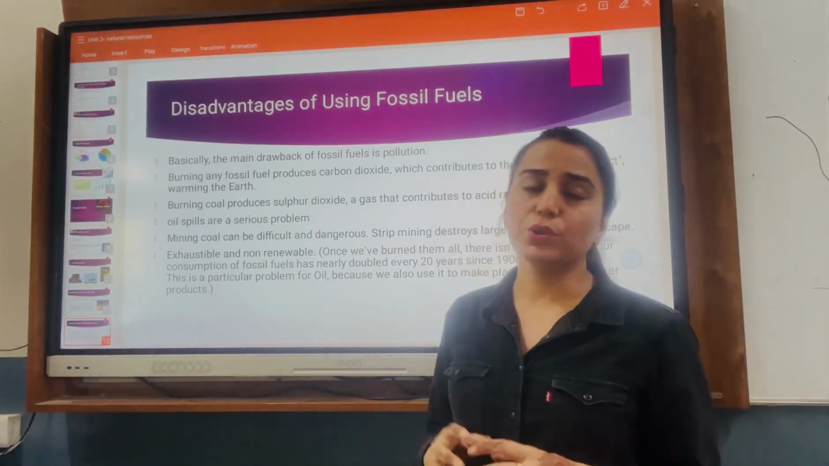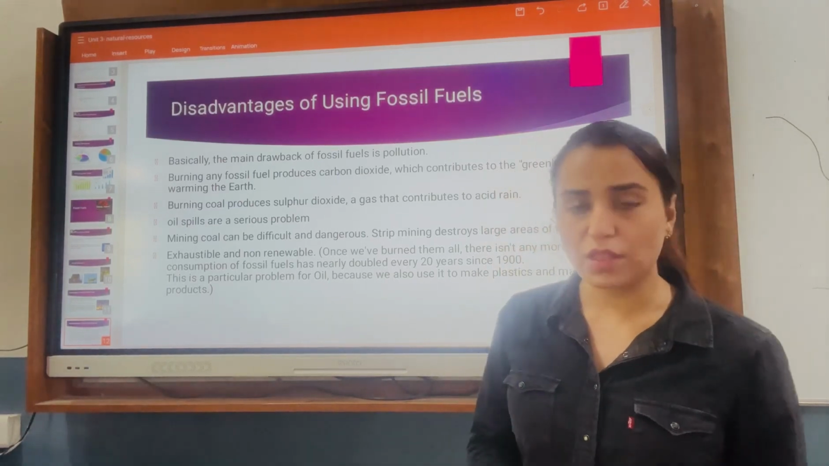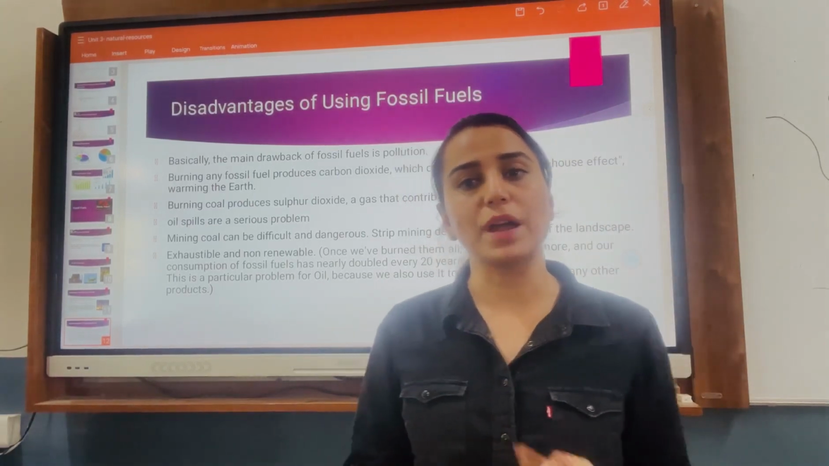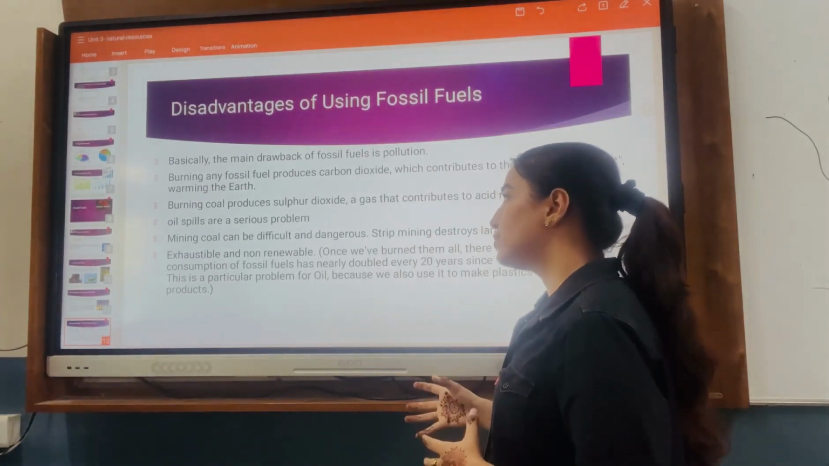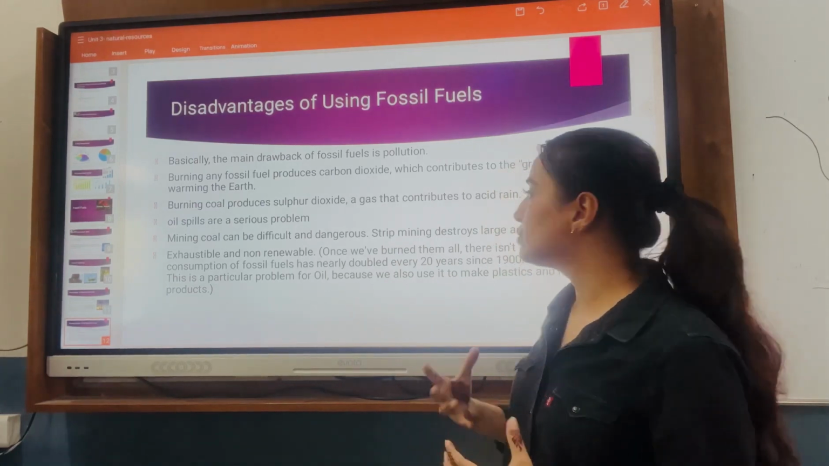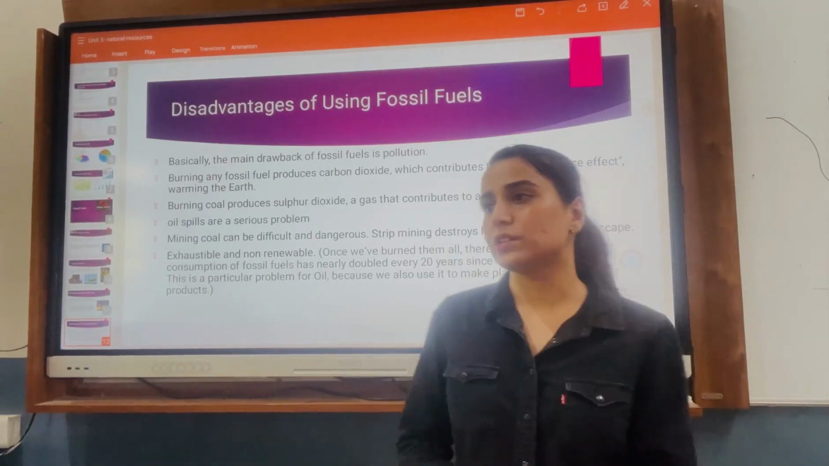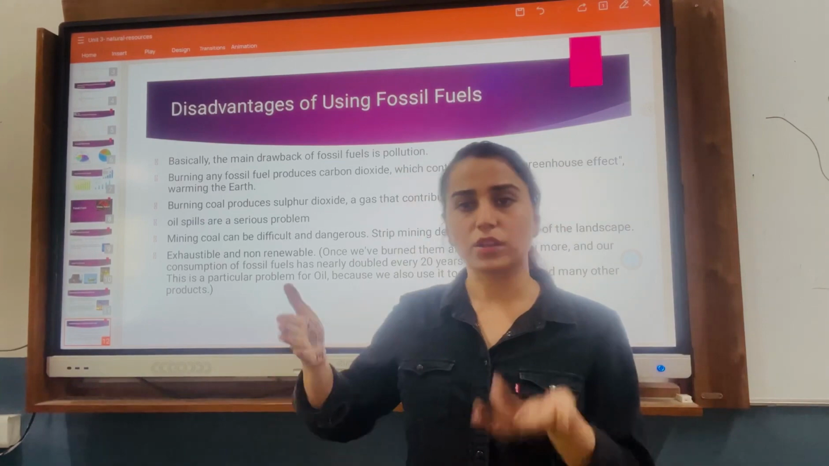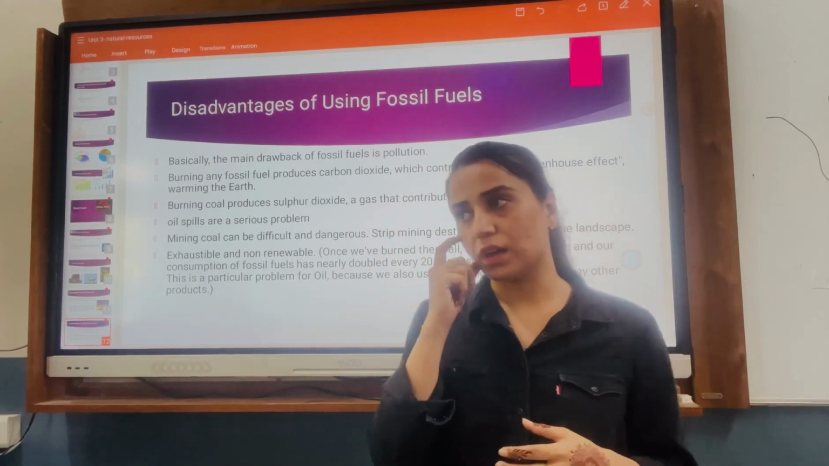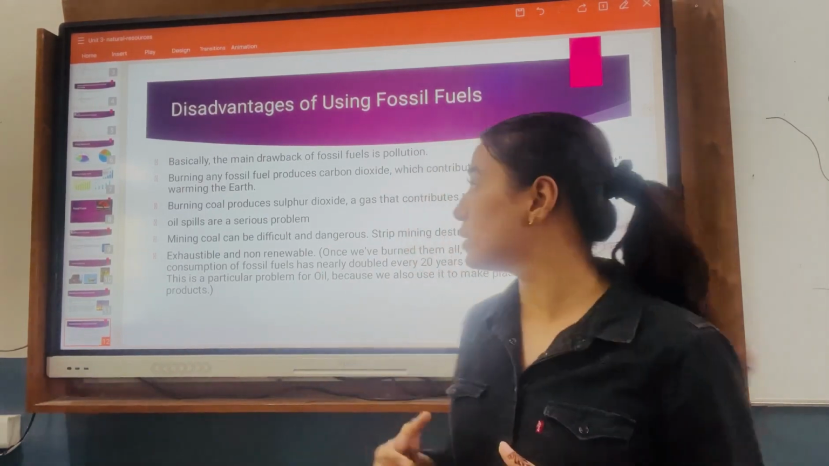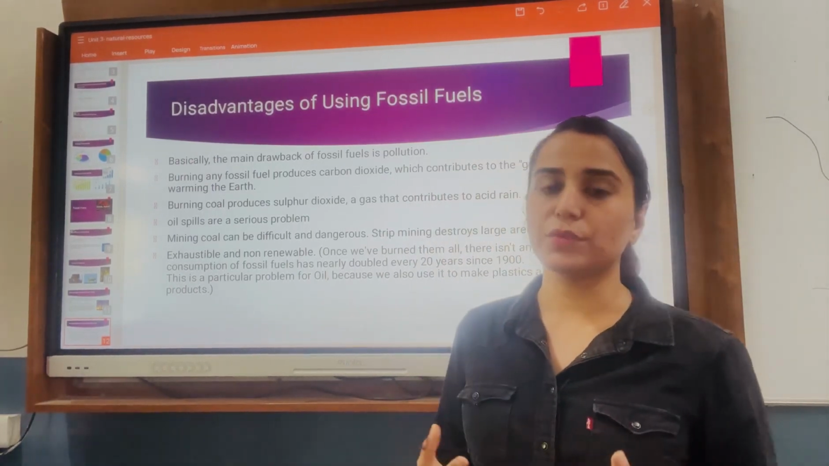is pollution. Pollution is one thing which has become hazardous. It has been affecting the health of people. It has been affecting the health of biodiversity, and various organisms have been affected by it. Burning any fossil fuel produces carbon dioxide, which also contributes to the greenhouse effect and eventually global warming and climate change. So the greenhouse effect will cause global warming, and global warming will contribute to so many things in climate change. Climate change is happening because of global warming. Burning coal also produces sulfur dioxide, nitrous oxides, and other impurities which are present.